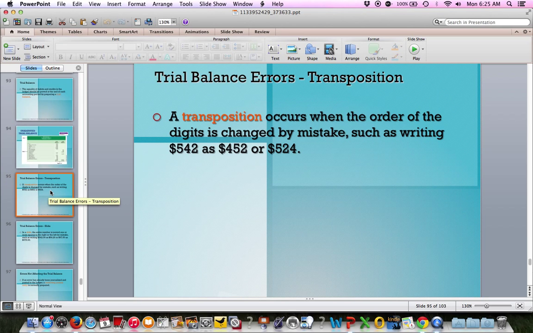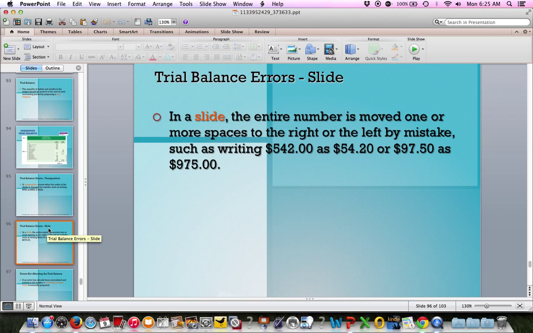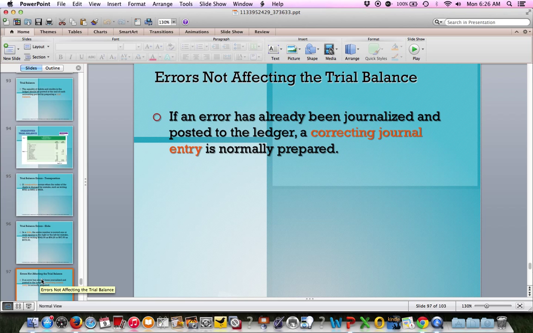Now, unfortunately, it's easy to make mistakes, as I keep mentioning, and I keep mentioning that because it's going to happen. A transposition error is, let's say I was supposed to write down 542, but instead I wrote 452 or 524. A slide error is dropping a digit or putting in a decimal. So 542 becomes 54.2, or 9750 becomes 975. That's a slide error. Or sometimes you just drop a digit. Instead of typing in 9750, just type in 97. Those errors would affect the trial balance, a slide or a transposition error.